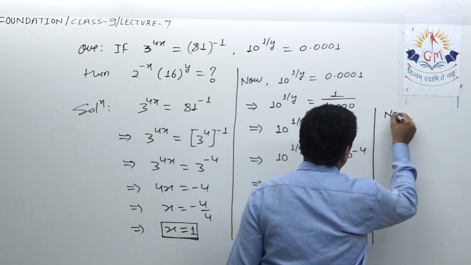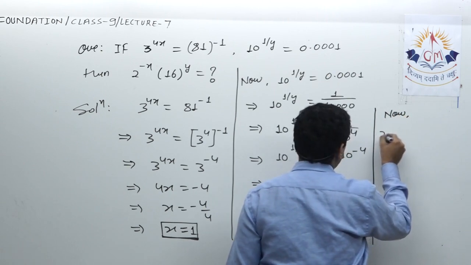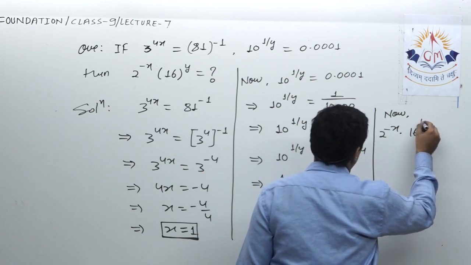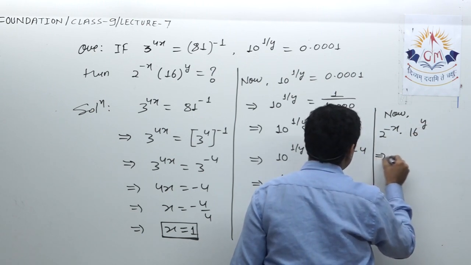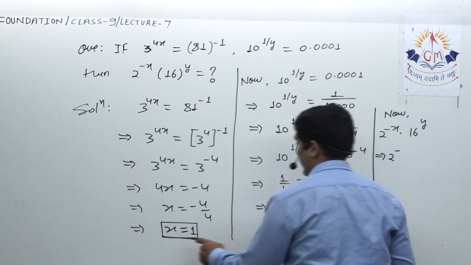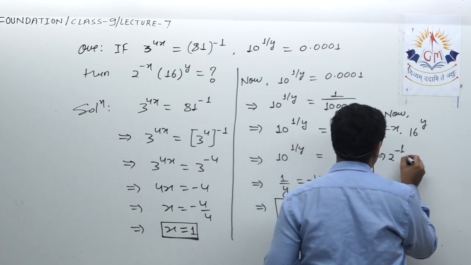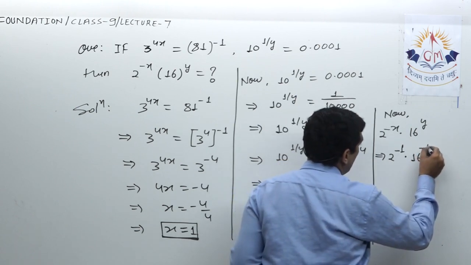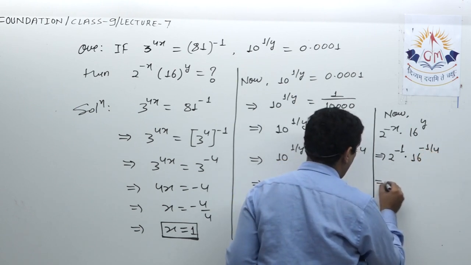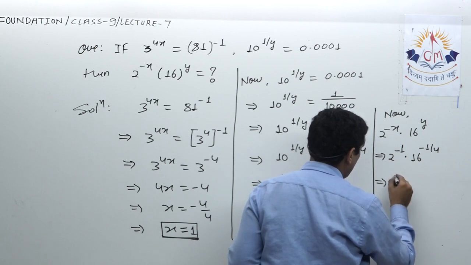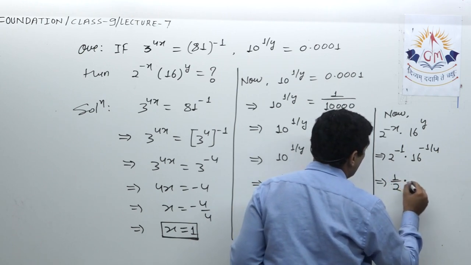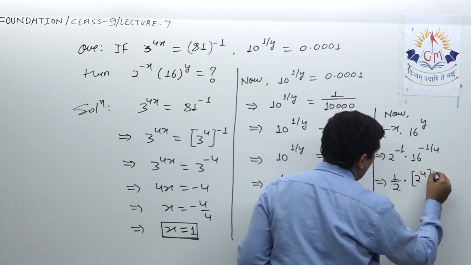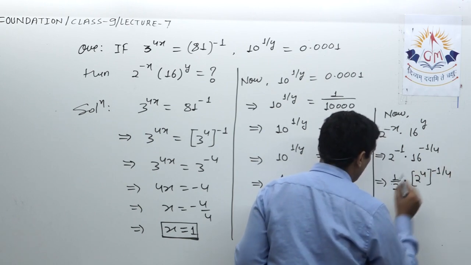Okay, now 2 raised to minus x into 16 raised to y. So 2 raised to minus, now what is x? 1, that is 2 raised to minus 1. 16 raised to y, y is minus 1 upon 4. So this is 2 raised to minus 1, that is 1 upon 2, into this is 2 raised to 4 raised to minus 1 by 4.